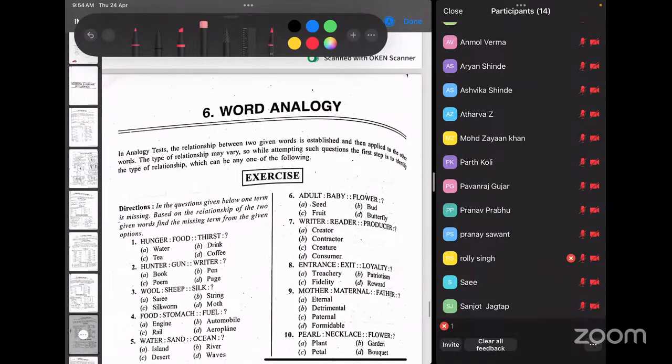Entrance, exit. Loyalty. Entrance means opposite, right? So loyalty will be what? Fidelity. What is the meaning of fidelity?